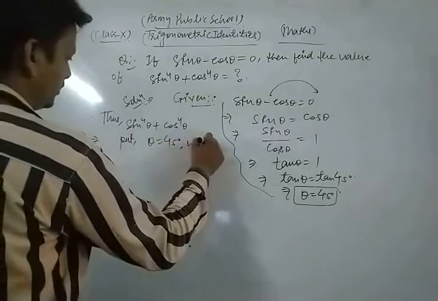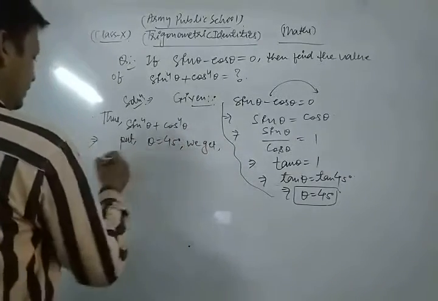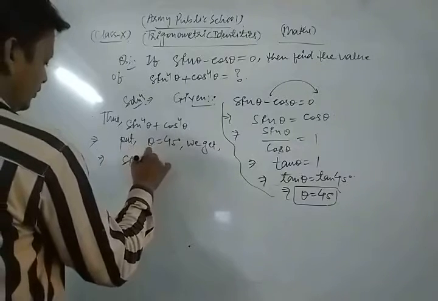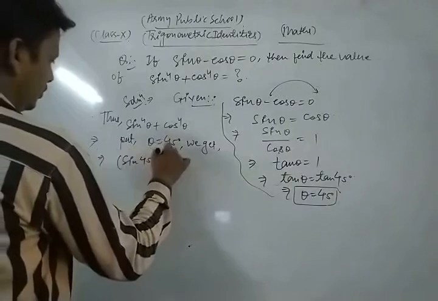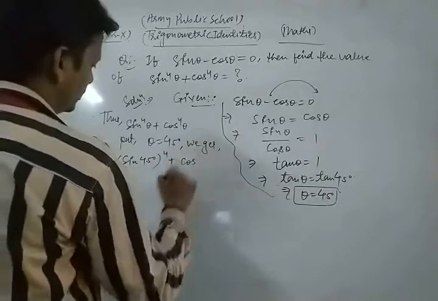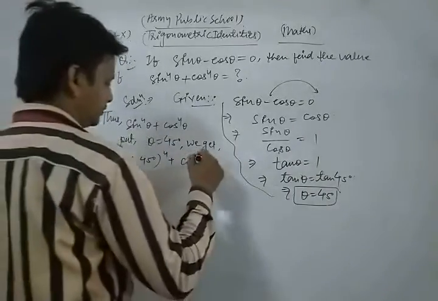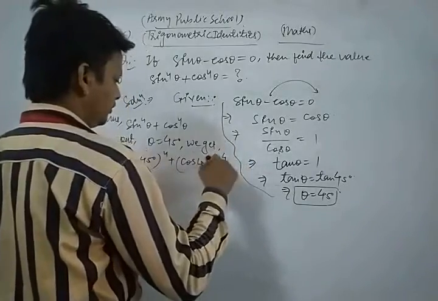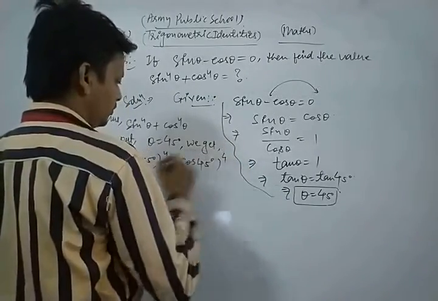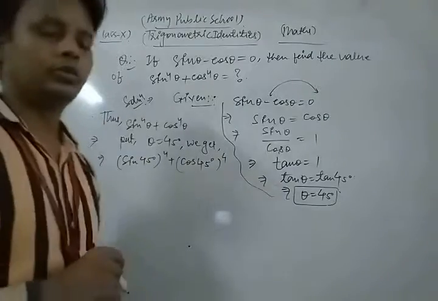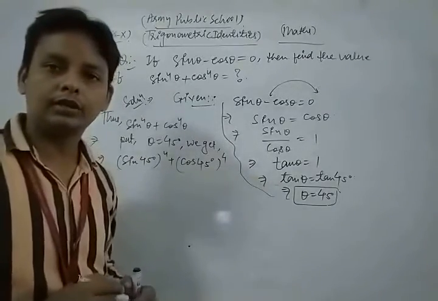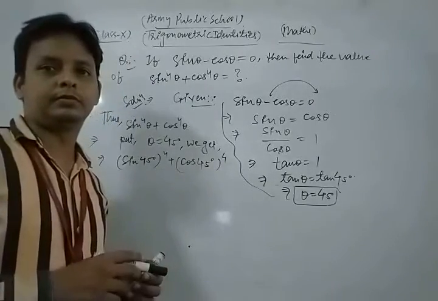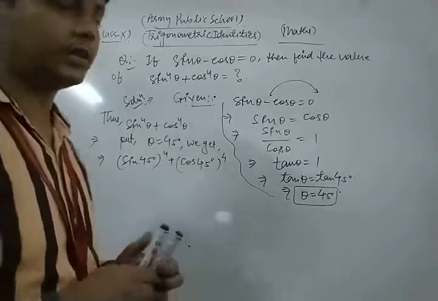We get, so here we put sin 45 degree to whole power 4 plus cos 45 degree to whole power 4. Okay. Now you know that the value of sin 45 is what?